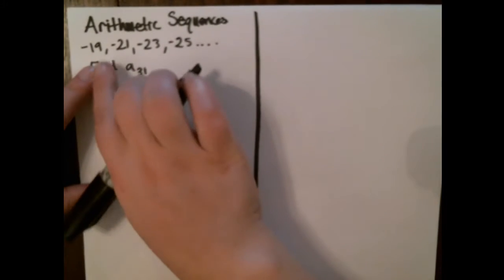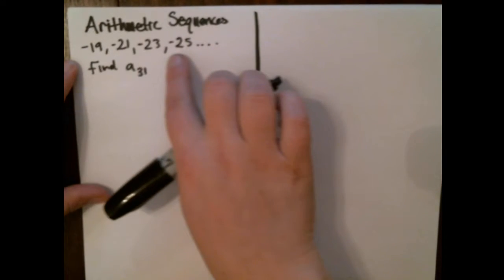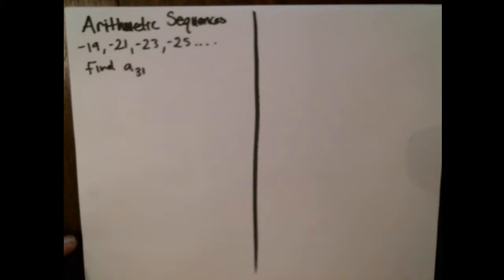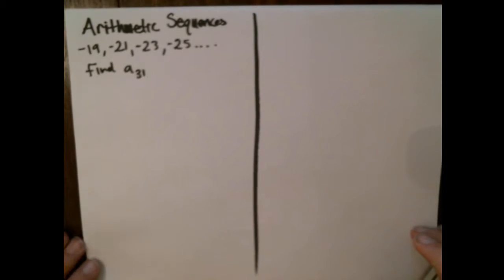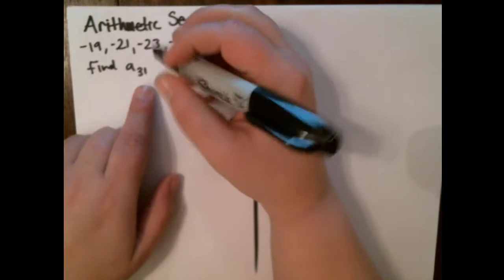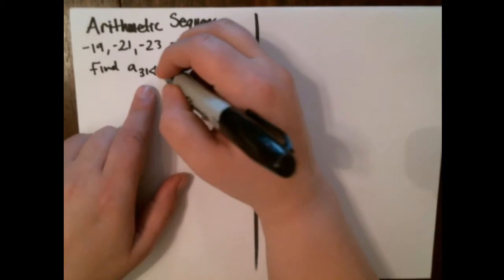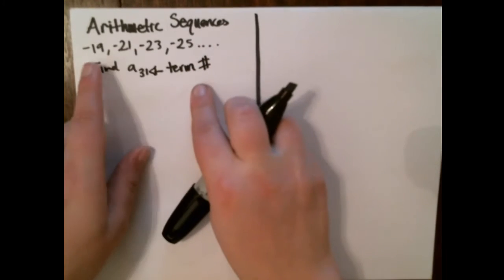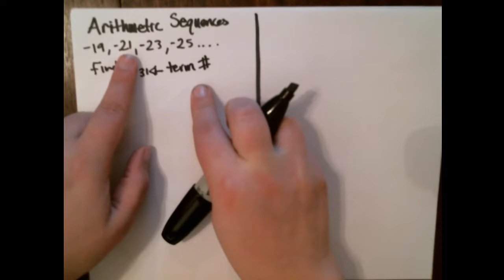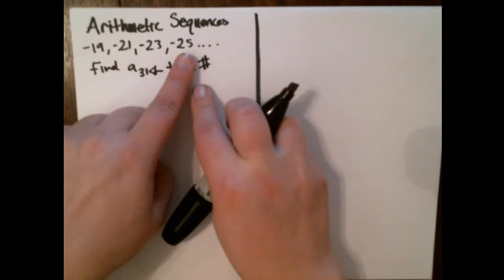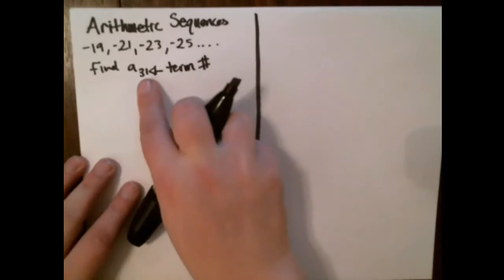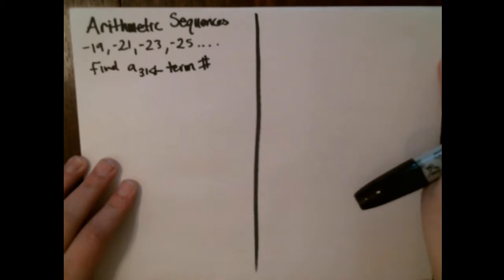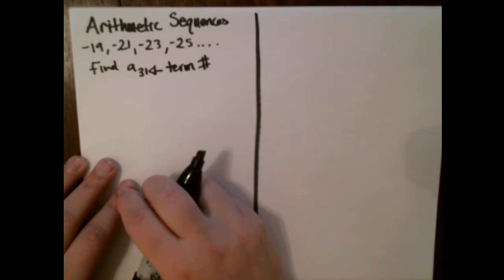So first, we just have a sequence right here. It's just a group of numbers in order. And they asked us to find A31. First couple of things we need to know: what this means. That 31 right there, draw a little arrow, is your term number. So this would be term number 1, term number 2, term number 3, term number 4. If they want me to find the 31st term, I could keep going in this sequence and count all the way up to the 31st term, but there's a faster way.